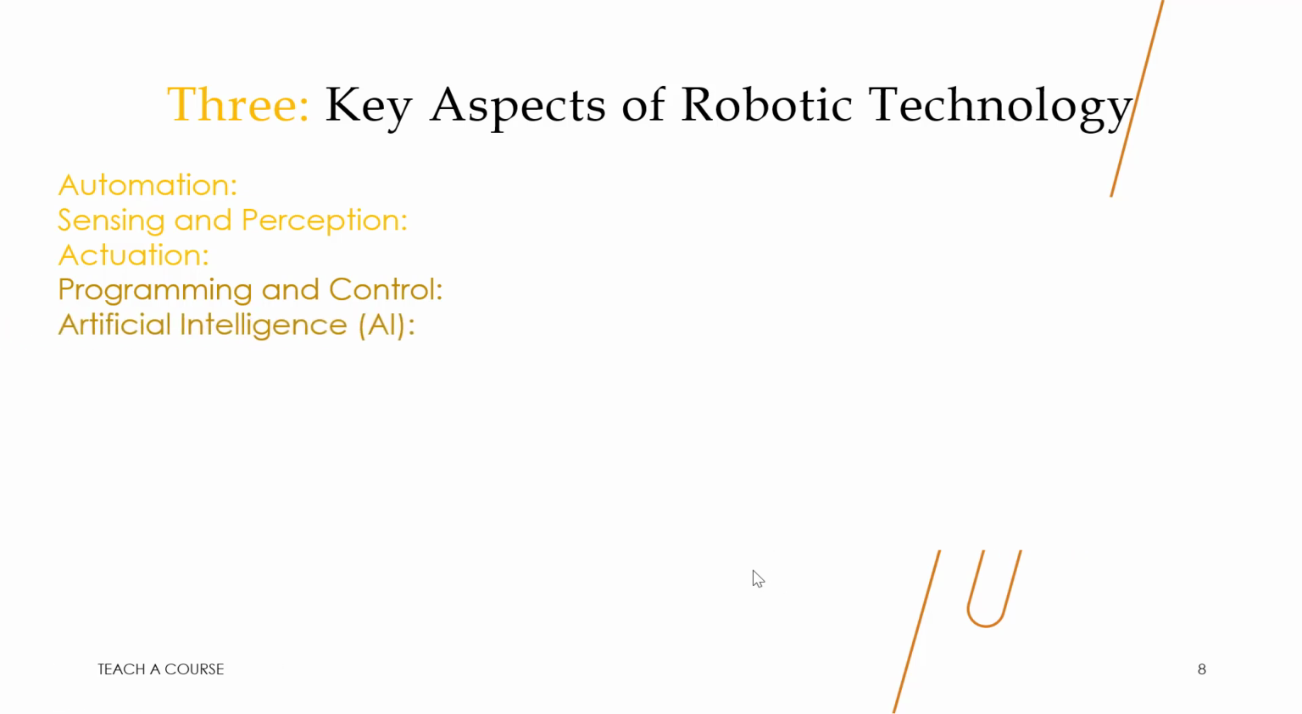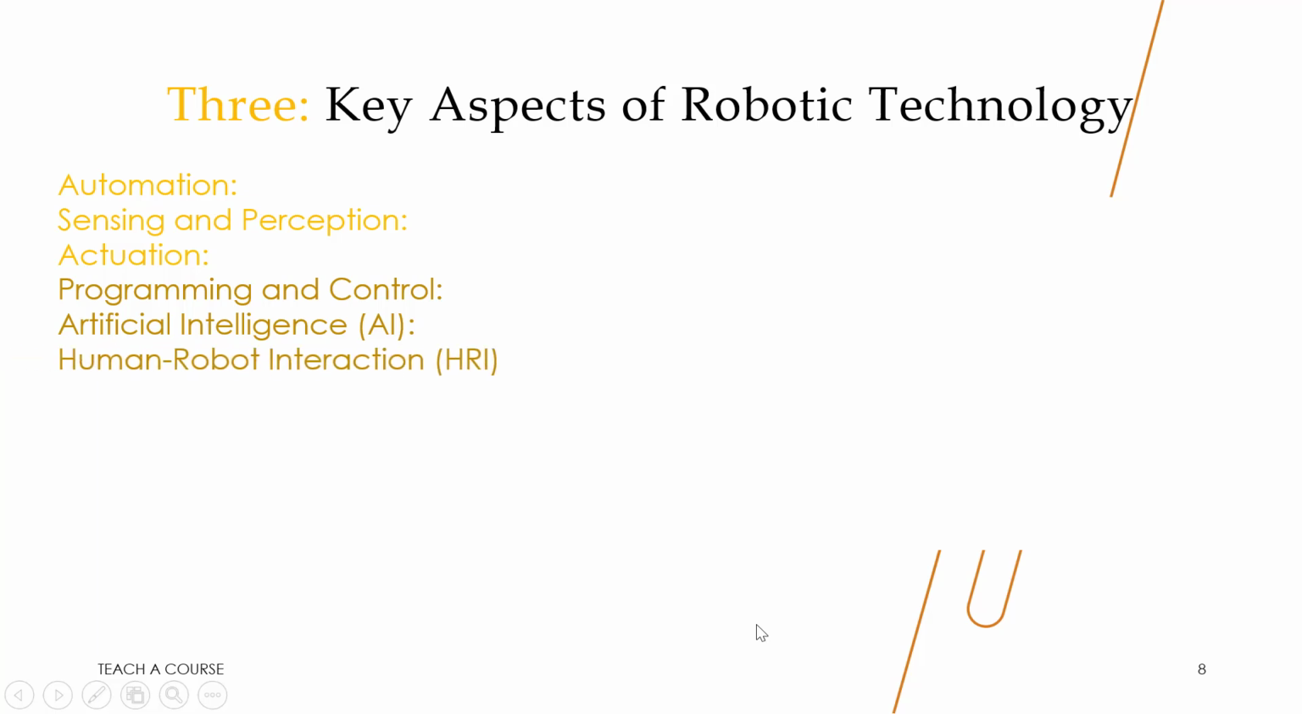We also have artificial intelligence, commonly called AI. Now, AI plays a vital role in robotic technology, enabling robots to learn from data, adapt to change, and make decisions based on patterns and experiences. Machine learning, computer vision, and natural language processing are essential AI techniques in robotics.